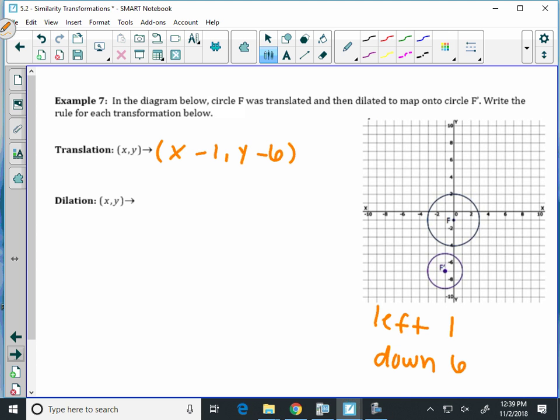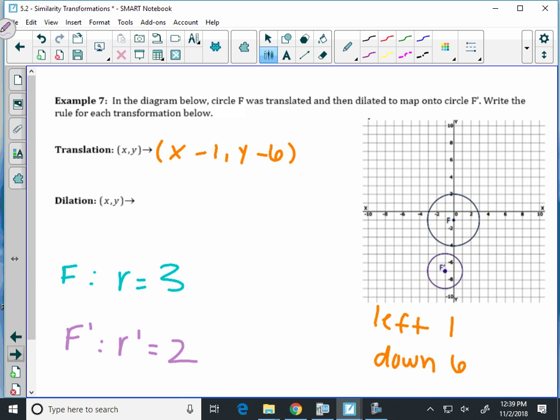The dilation, we do the same thing we did on the last one. I'm going to figure out, well, what is my radius for F, and what is my radius for F prime? So when we count, what is our radius for F? 3. Okay. And then when we count, what's my radius for F prime? 2.